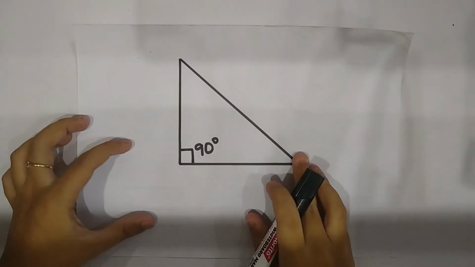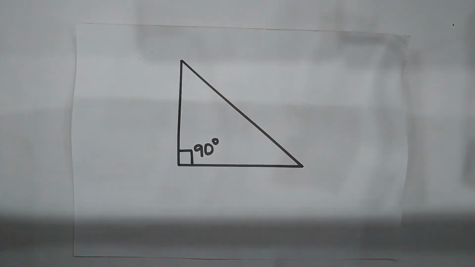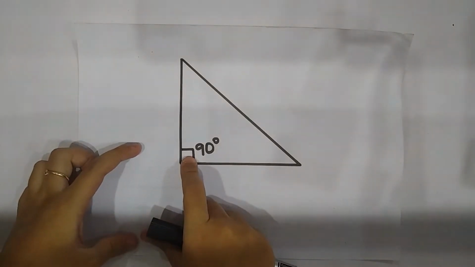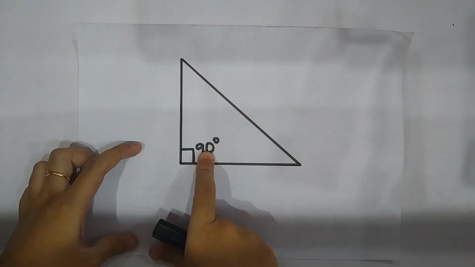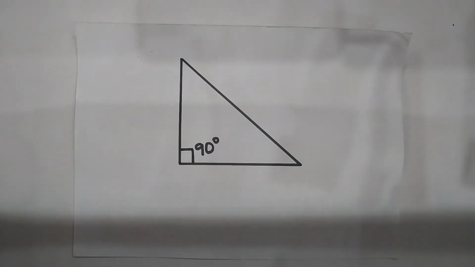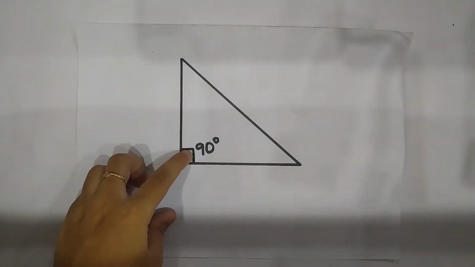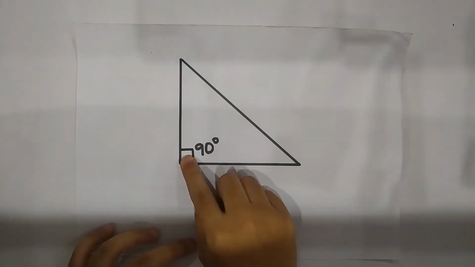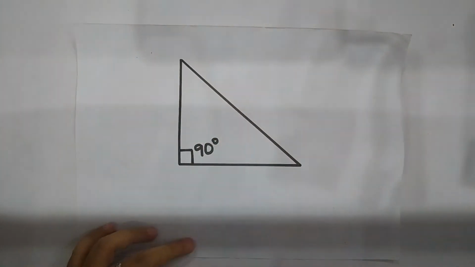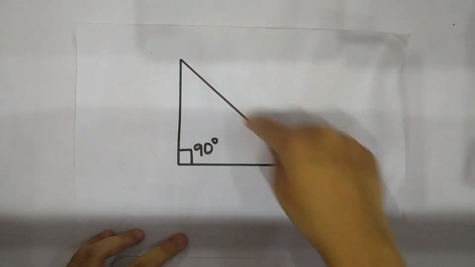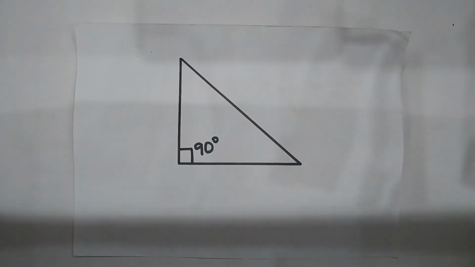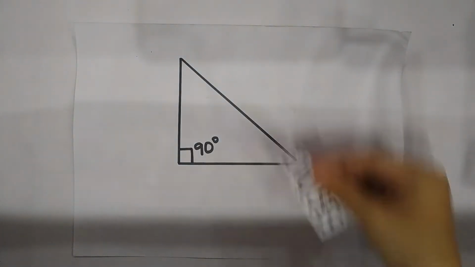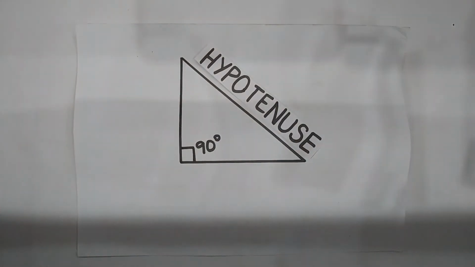So what we have here is a right angle triangle. When do you call a triangle a right angle triangle? That is when one of the corners has a 90-degree angle. And we have here this point as 90 degrees, and right opposite to 90 degrees, we have this side of the triangle, which is called the hypotenuse.